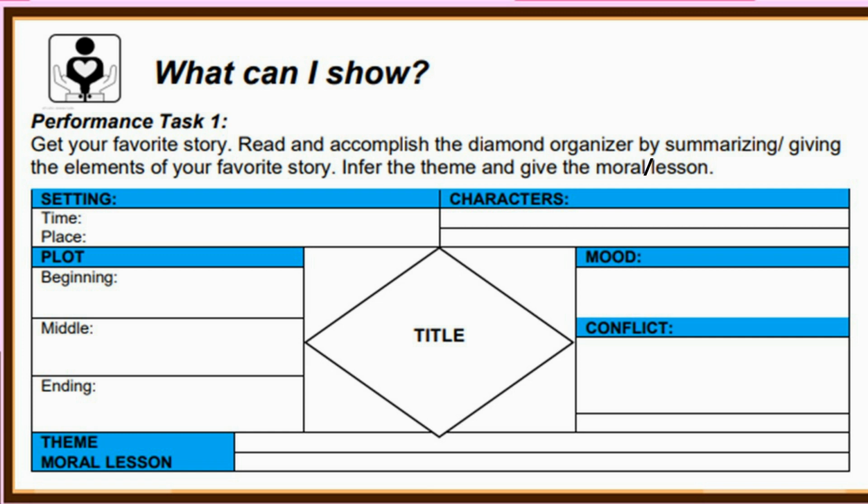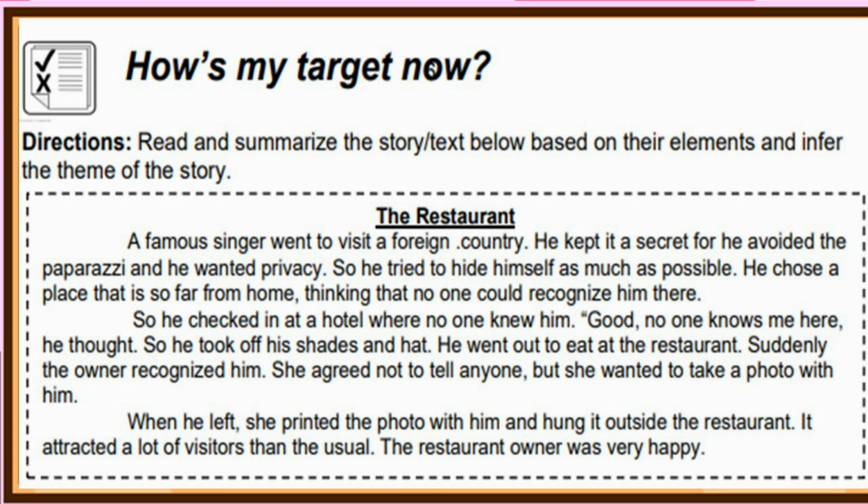Performance Task 1, What Can I Show? You are going to get your favorite story, read and accomplish the diamond organizer by summarizing or giving the elements of your favorite story. Infer the theme and give the moral or lesson of the story. And another one, How's My Target Now? These are the directions: read and summarize the story or text below based on their elements and infer the theme of the story.